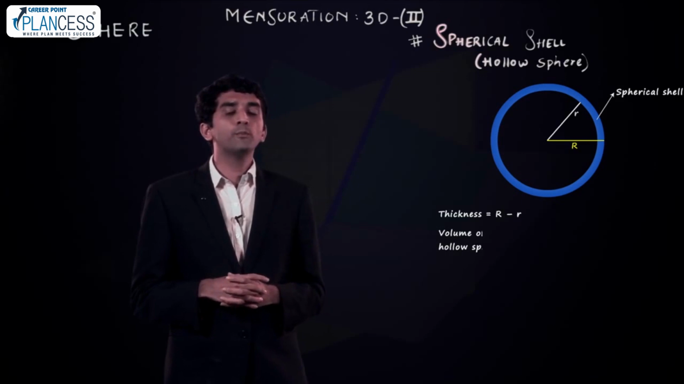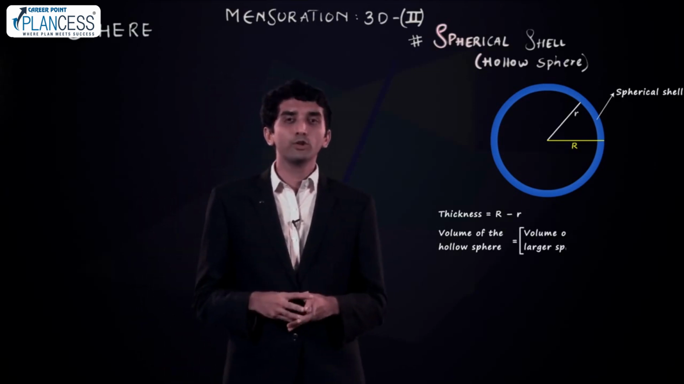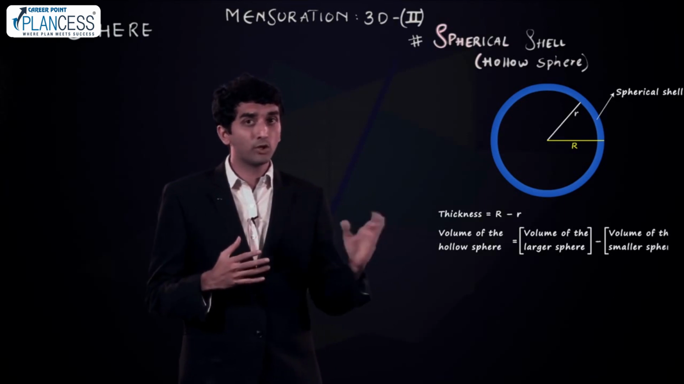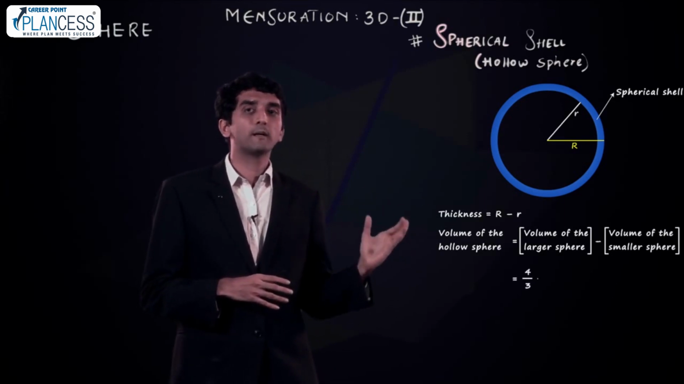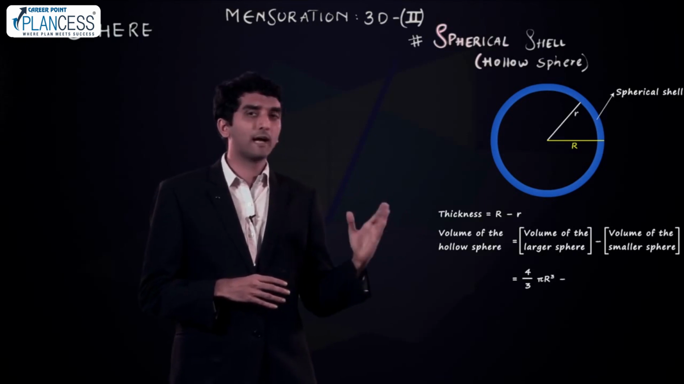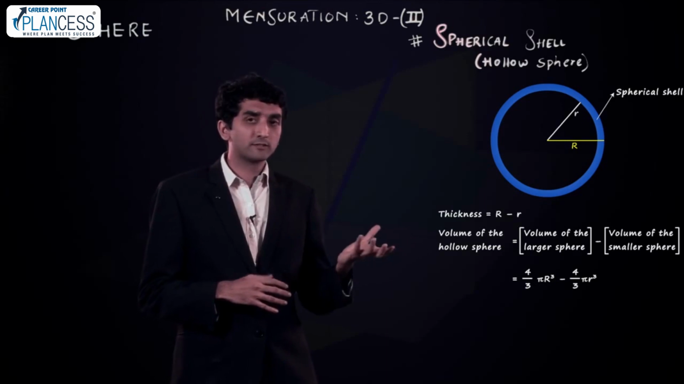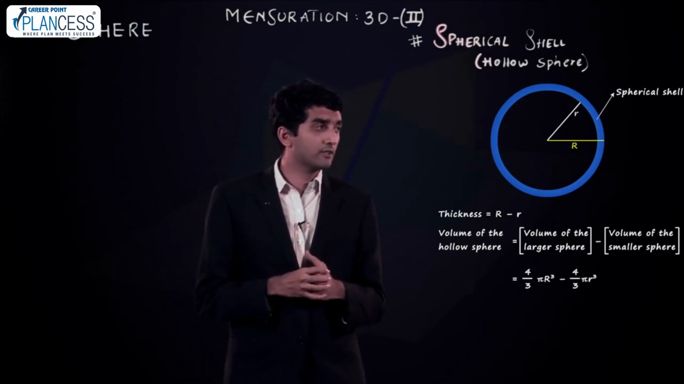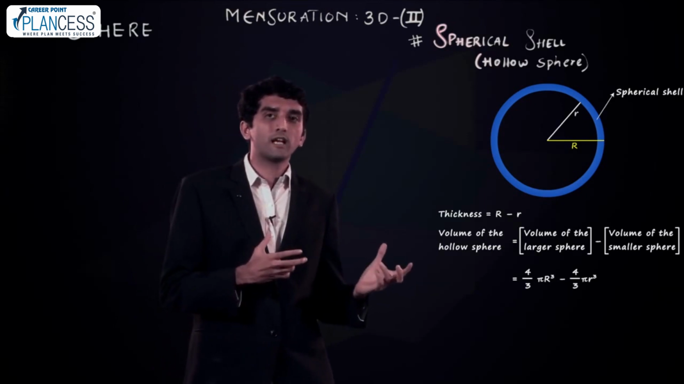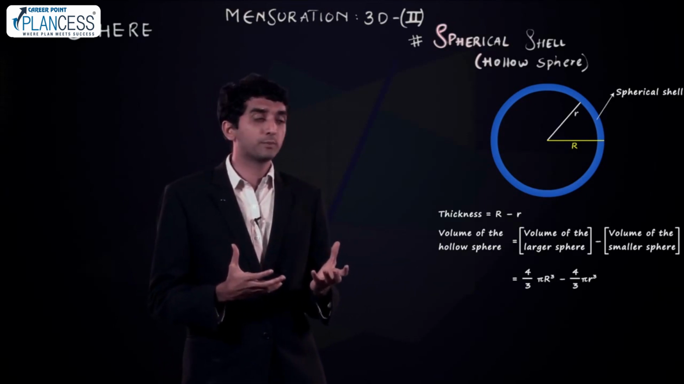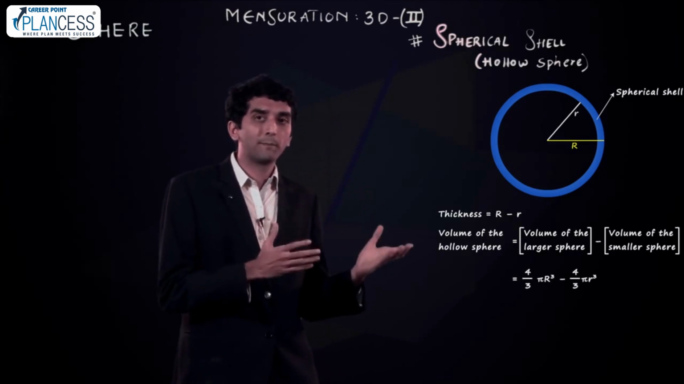Firstly, the volume of this spherical shell is simply going to be the volume of the larger sphere minus the volume of the smaller sphere, and that is going to be 4/3 pi R cube minus 4/3 pi r cube. So it is very obvious how we derived this. It's just that the volume of the spherical shell is the volume of the larger sphere minus the volume of the smaller sphere, and we used the original formula for the volume of a sphere and applied it there.